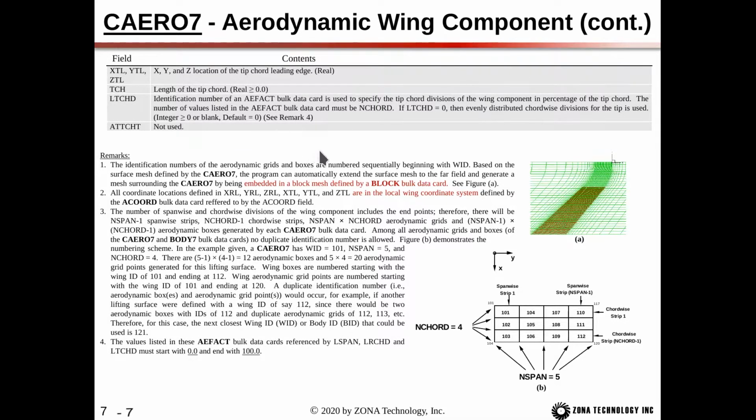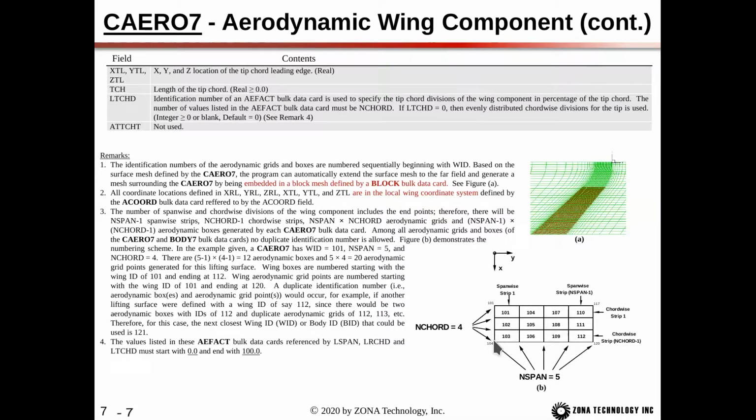Now, unlike most other bulk data cards, the ID number, which for CAERO7 was WID, does matter. Internally, ZAERO needs to give an ID number to each individual aerodynamic grid point and each aerodynamic box. And you cannot have any duplicated grid IDs or box IDs. So in this example, we've used 101 as the wing ID of this CAERO7. And for this component, we have NCHORD equals 4.